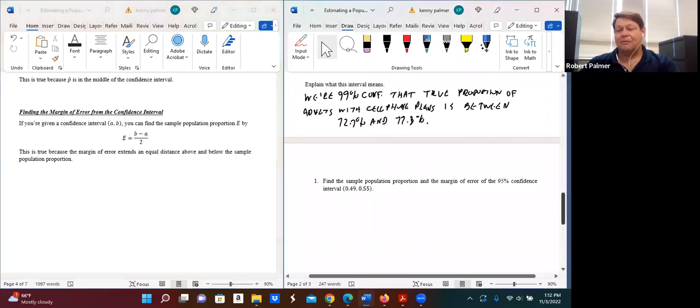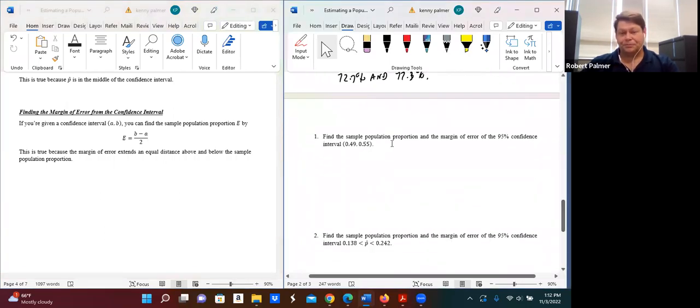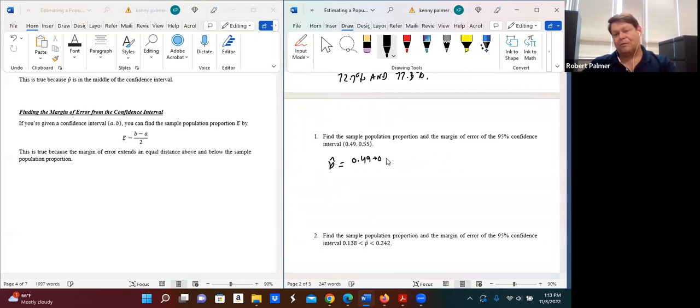Let's look at a few examples like that to get a feel for it. So number one, find the sample proportion and the margin of error of the 95% confidence interval like this. Now here, honestly, the confidence level is just extra information. We don't actually need that for this. All right, so to find p hat, our sample proportion, we just average these two values. So 0.49 plus 0.55 divided by 2. Let's do that.